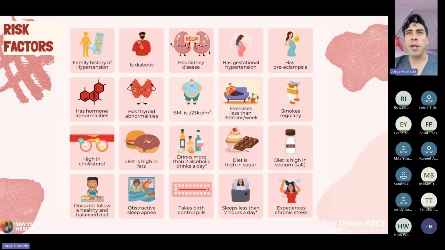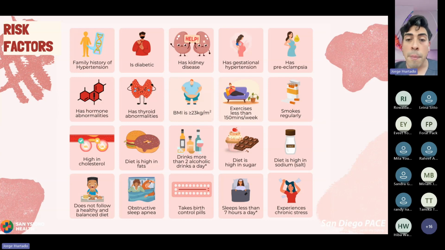Having gestational hypertension or hypertension during pregnancy, this can be transient, but if we had it, we carry a bigger risk of developing hypertension in the future. Having preeclampsia, this is a complication of high blood pressure in the pregnancy. It's obviously going to carry more risks of having chronic hypertension in the future. Hormone abnormalities, thyroid abnormalities, our thyroid pretty much balances your metabolism. If it's too high, it might be overwhelming that pipe system with a lot of increased metabolism and increasing your blood pressure.